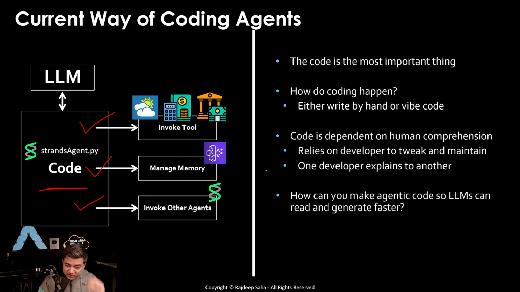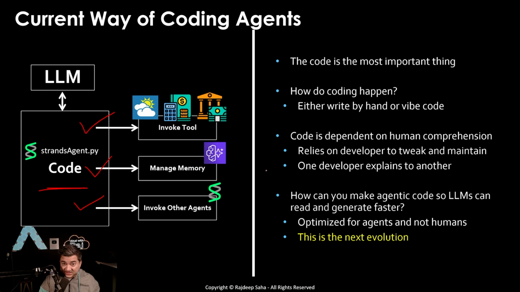So the next evolution is, how can you make agentic code so the large language model can read and generate faster? All the if-else logic or all the for loops, the large language model has to comprehend what they are doing. But how can you make it faster, so the code is being written for agents to understand it faster and change it more efficiently? So the code must be optimized for agents and not humans. And this is the next evolution, and it has started. This just came out this week. Trust me, this will be the next big thing in the coming years.